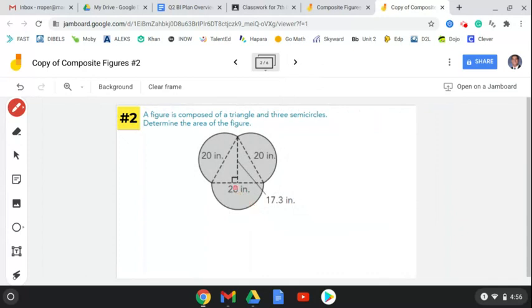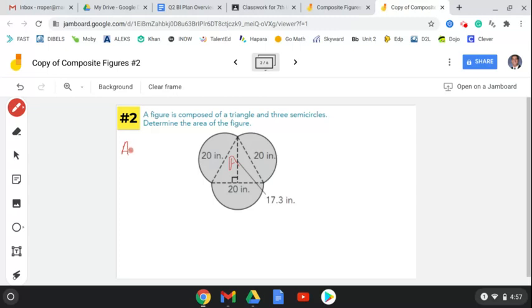And number 2, right here, you have this figure composed of a triangle and 3 semicircles. As you can see, the semicircles are all the same size because they have diameter of 20, which means they would have radius of 10. So first, let's find the area of the triangle. Let's call the triangle shape A.